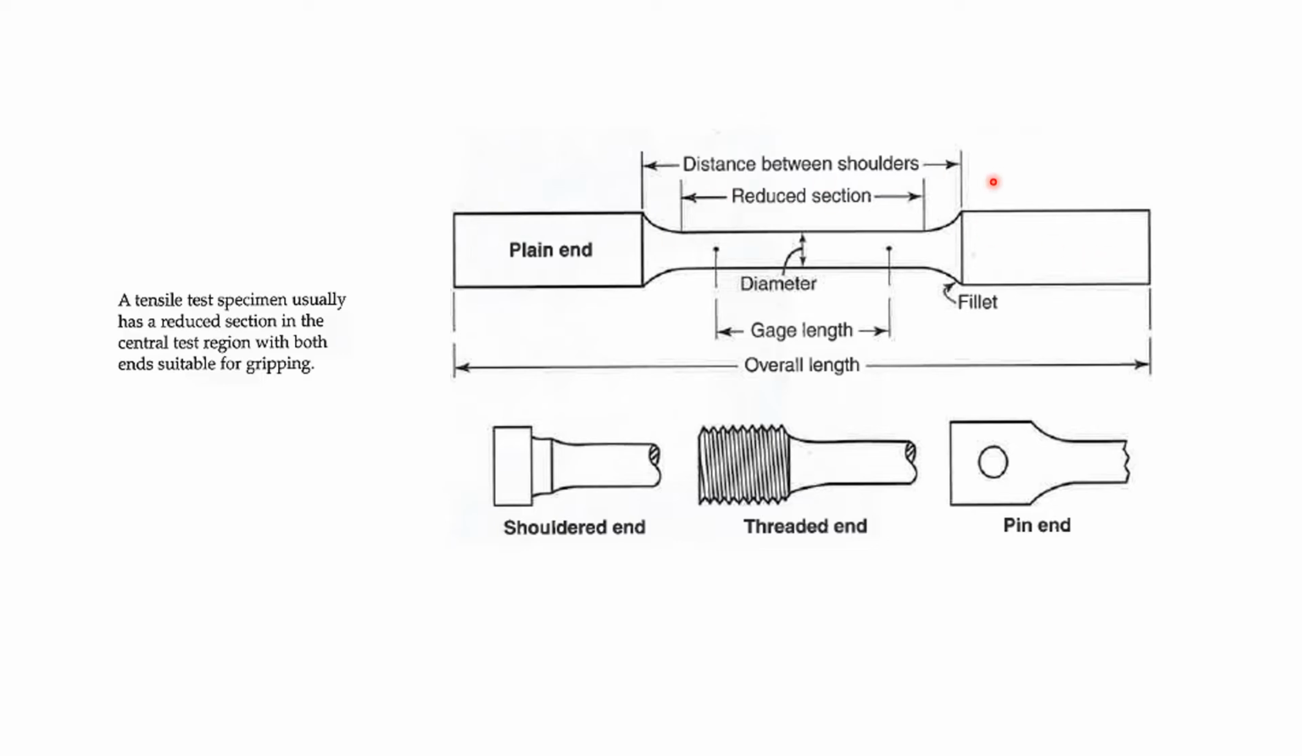And here are our distances: the distance between the shoulders, the reduced section, the diameter of the reduced section, and the gauge length right there, which is just a part of that specimen, and the overall length from here all the way to the other end. We have different kinds of ends: shouldered, threaded, or a pin for the bearing. You hold it through this pin opening.